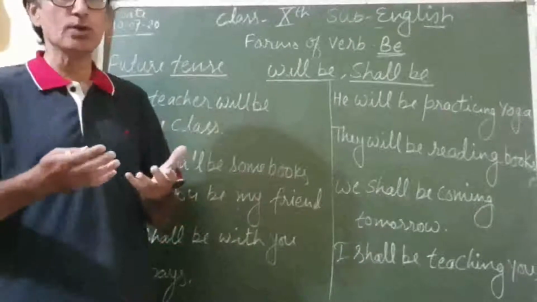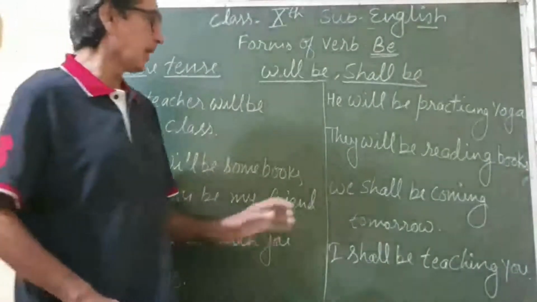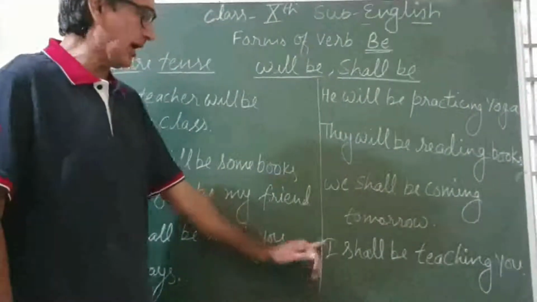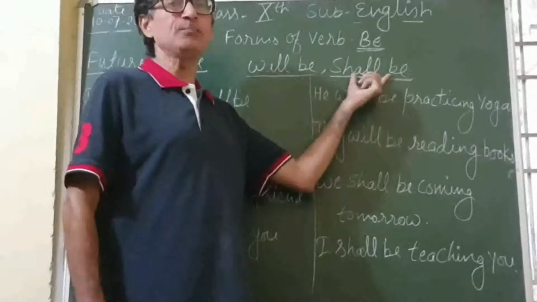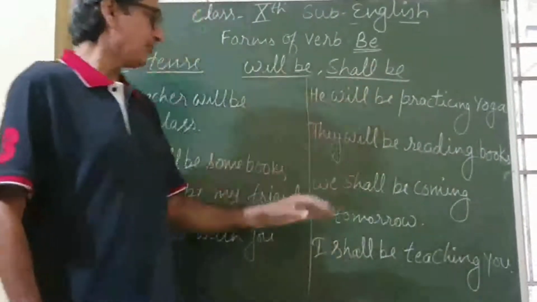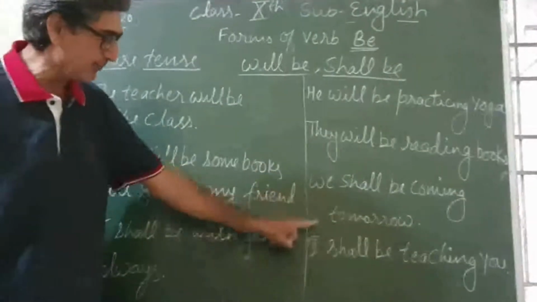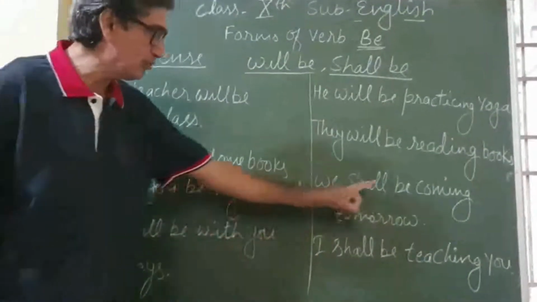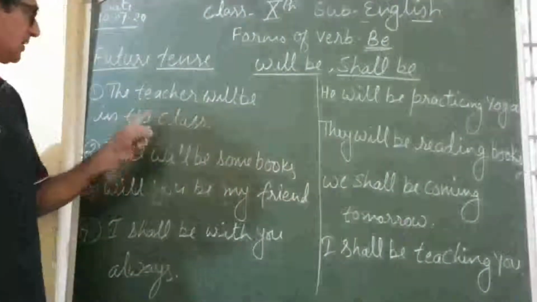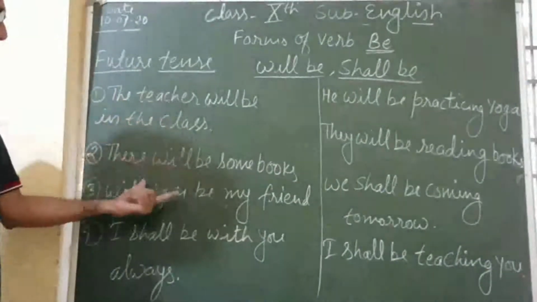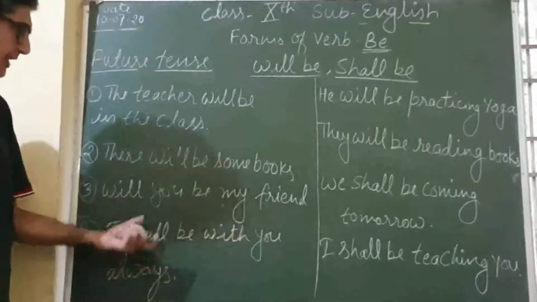Second person is you. The pronoun you is always second person. And first person pronoun I and we. So helping verb shall be will be used with the first person pronoun I and we, as you are seeing in these sentences. We shall be, I shall be. Okay. So here you see will be and shall be are used as main verb.